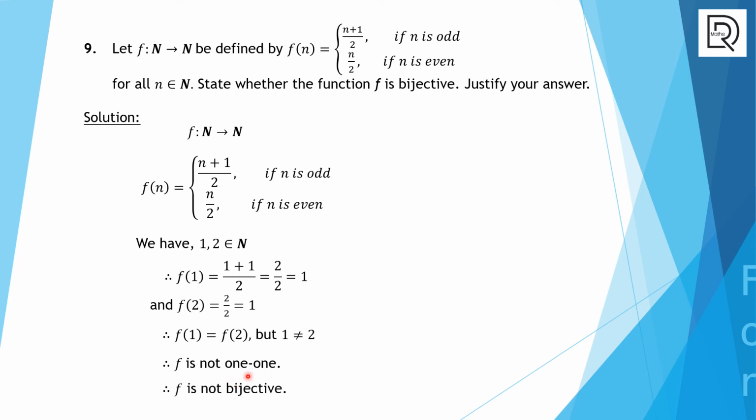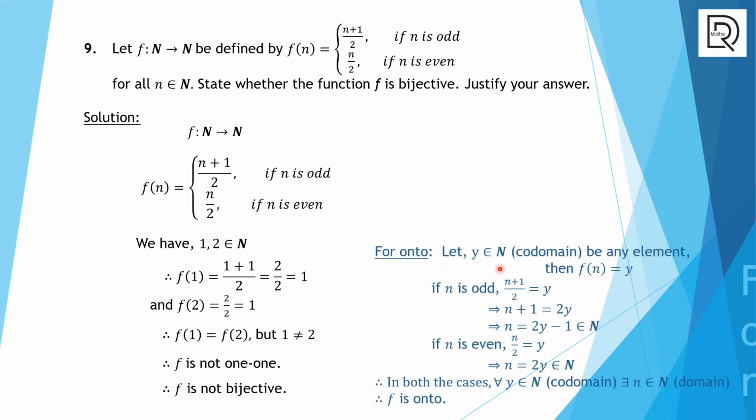So since our given function is not 1-1, we can say the given function is not bijective. Here we need not check whether our function is onto or not, because for a function to be bijective it must be both 1-1 and onto. But here f is not 1-1, so f is not bijective.